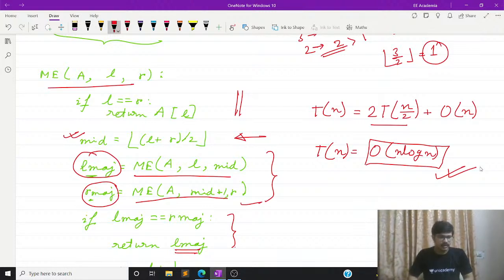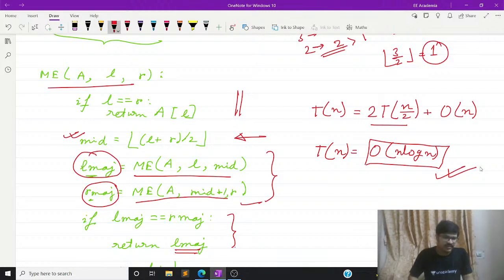So any doubts till this point, guys? Otherwise, let's look at another problem. Let's see another problem on divide and conquer. No doubts, right? Okay. So if you have no doubts, let's go to the next problem.